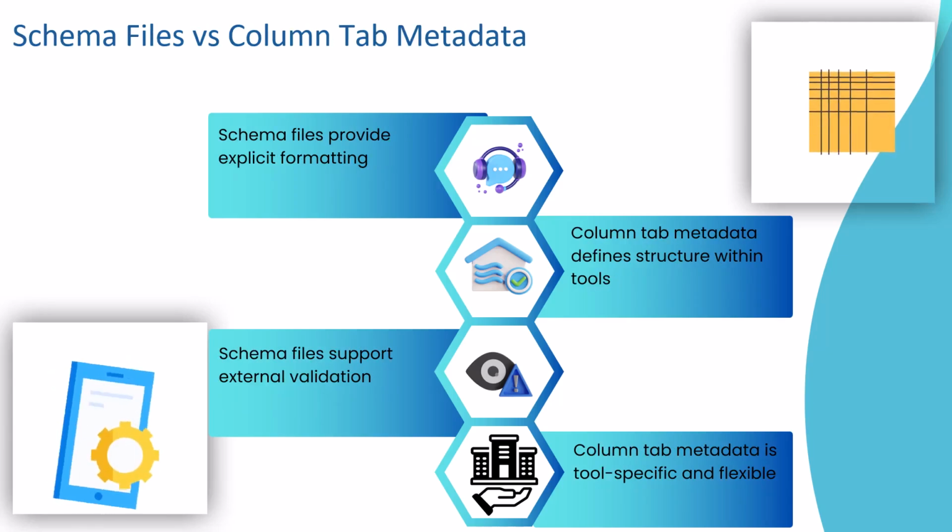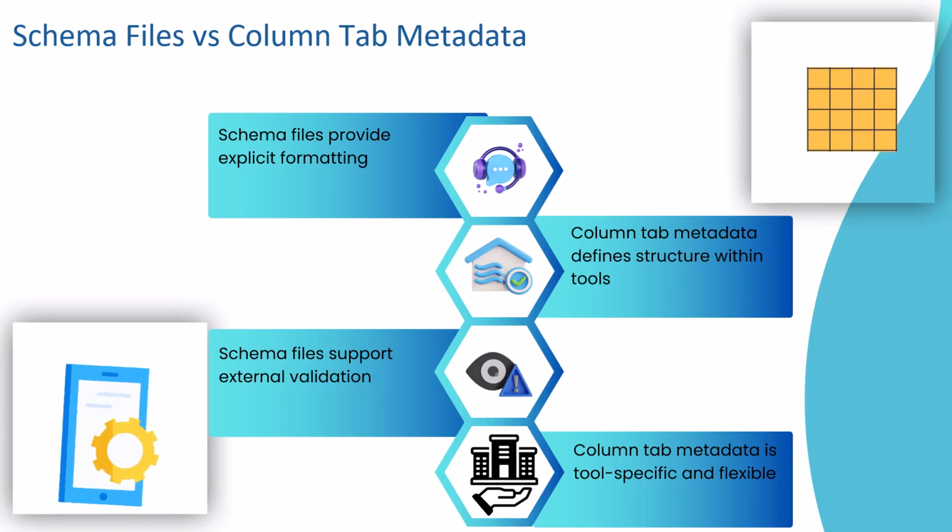Imagine schema files as meticulous librarians. They keep things in order externally. Column tab metadata, on the other hand, works inside specific tools like a flexible assistant. One ensures consistency across platforms, while the other adapts to in-tool needs. Both have their strengths. Just like coffee vs tea, you choose based on what works best for your data setup.